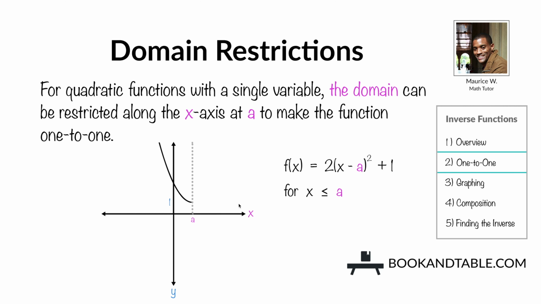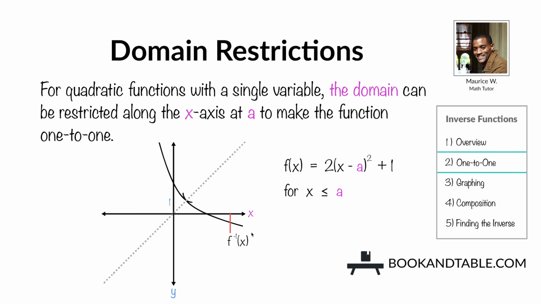So let's say we eliminated the values above a along the x-axis and we restricted the domain to x's less than or equal to a. This would be the result. And as a result of restricting the domain at a, we can now reflect this function across the line y is equal to x. And we see the inverse function exists, and it can now pass the vertical line test since the domain was restricted for f of x.